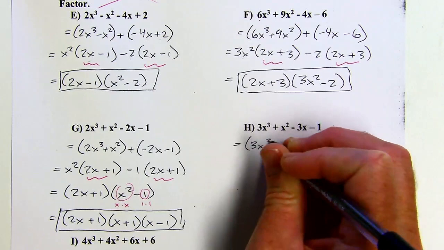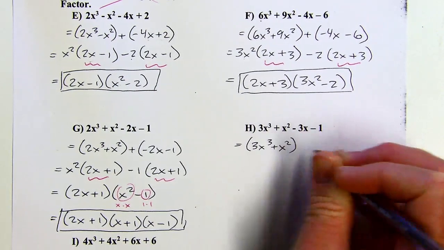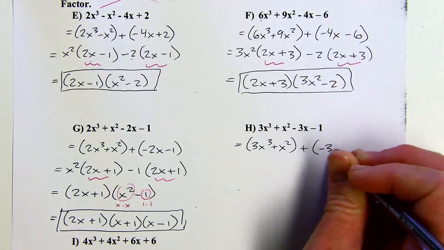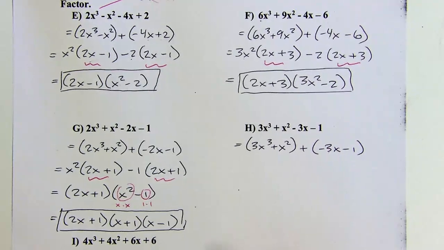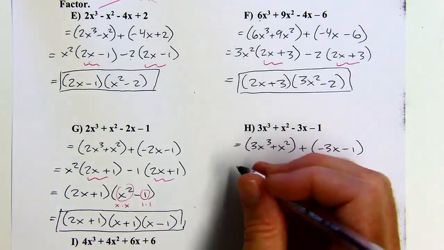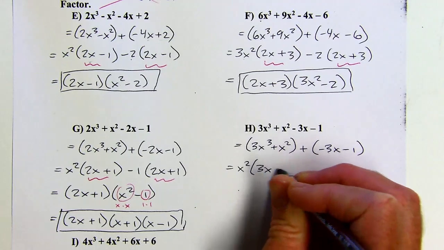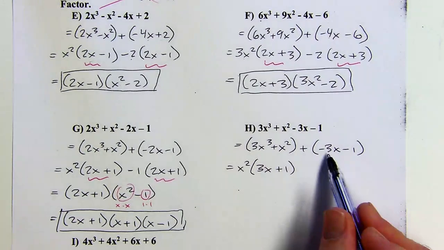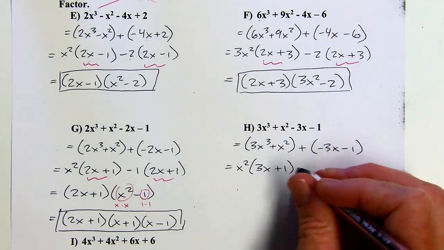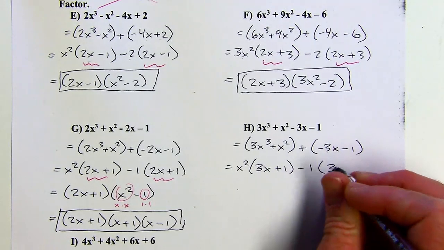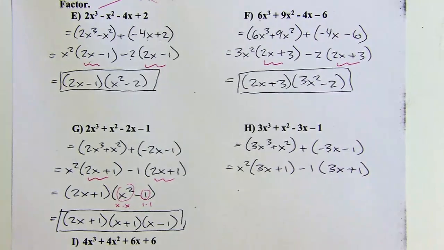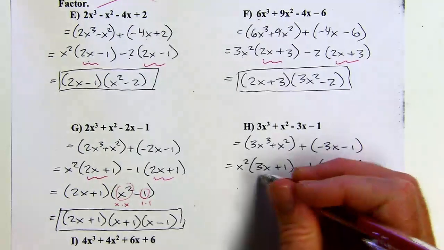Here's my first group. I want to add my two groups together. Okay. I'm going to factor out an x squared out of the first group. Let's see, this would be 3x plus 1. And I want to factor out the negative, so I'm going to factor out -1, think of it like that, out of the second group. Okay, got these matching pieces.